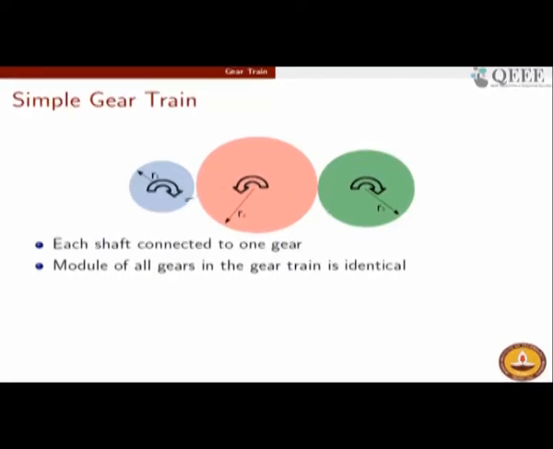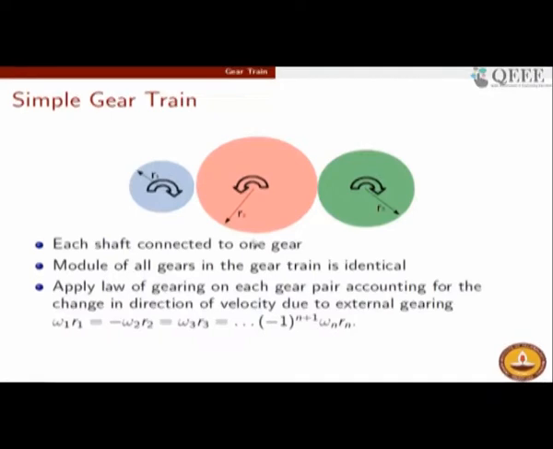So therefore the module of this and this have to be the same, and similarly the module of this and this have to be the same, which means that the modules of all the gears in the gear train have got to be identical. So the analysis for such a gear train is simple, as I said, in that the velocity ratios can be easily determined from the formula omega 1 r1 equals omega 2 r2 equals omega 3 r3. You will note that I have included a sign here which I was not doing in the earlier cases. When we were analyzing just two gears, we were actually keeping track of the fact that the gears are going to be rotating in the opposite sense.